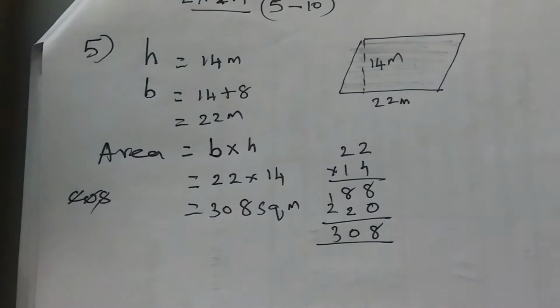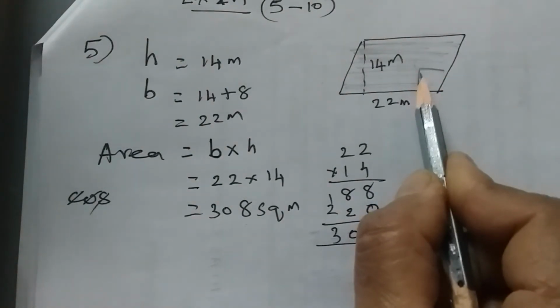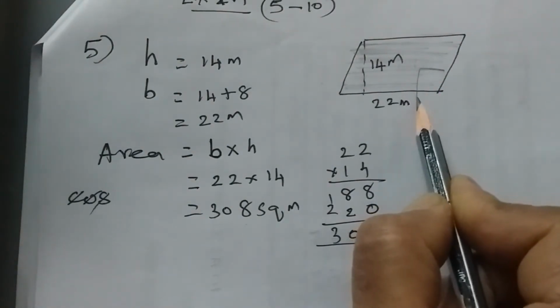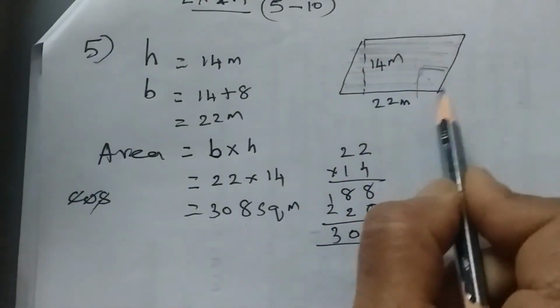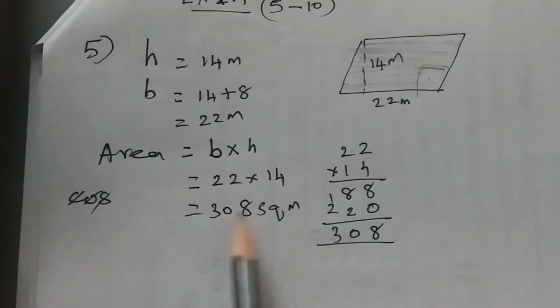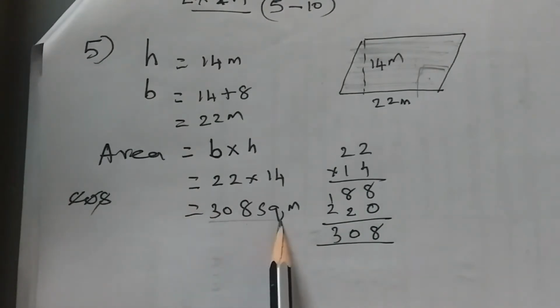What is the rate given to level 1 square meter? How much is the cost? Rupees 15. So what is the total area? Therefore, cost of leveling 308 square meters.